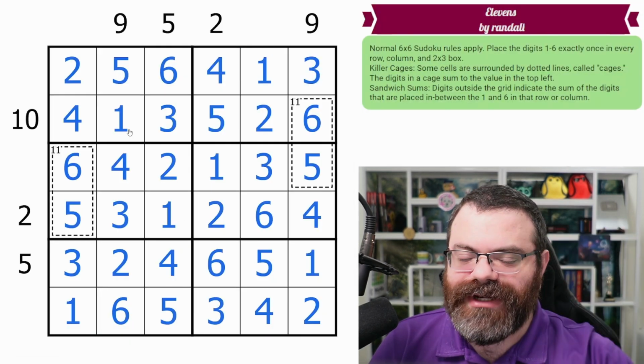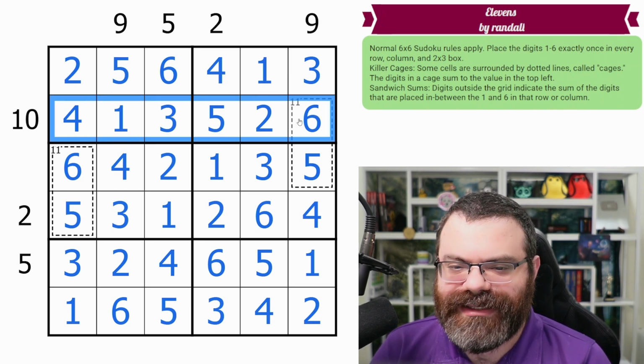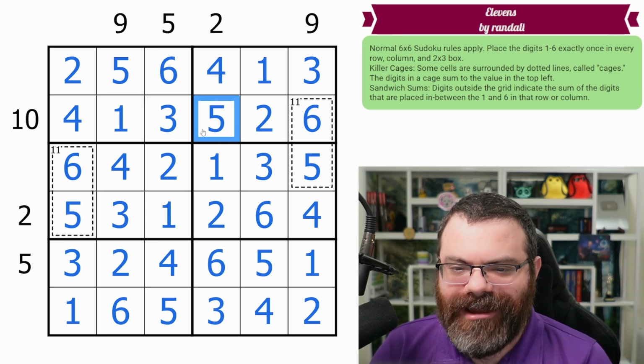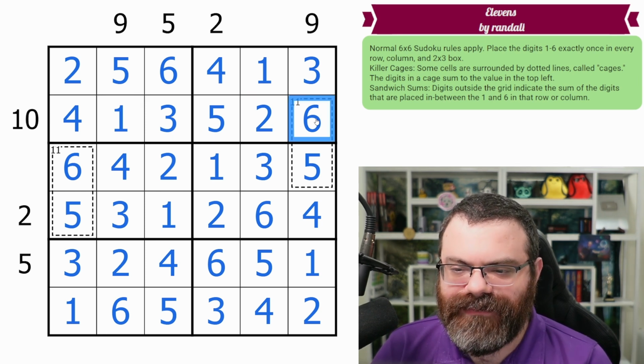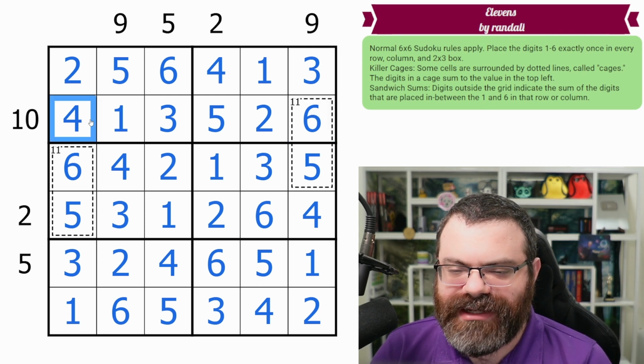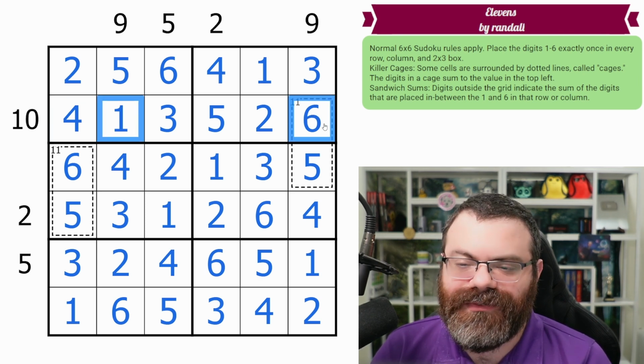Neat sandwich puzzle, Randall. It took me a bit to realize it was the outies for the 10 being 4, a singular 4, meant that this had to be part of the sandwich. It couldn't be the outie for it. So we had to put the 4 there and then the 1, 6, and it flowed really nicely from there.